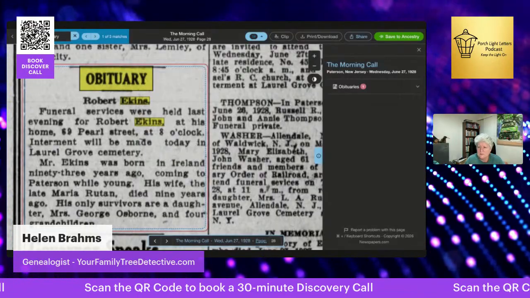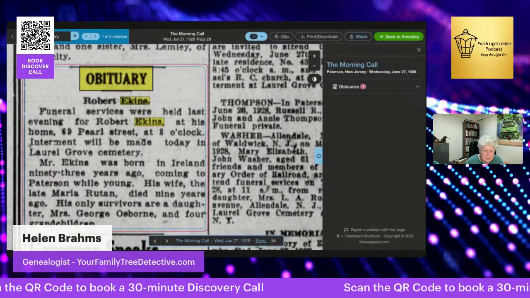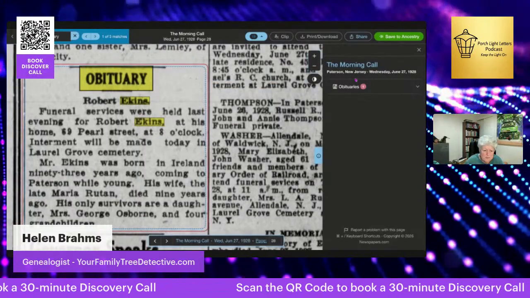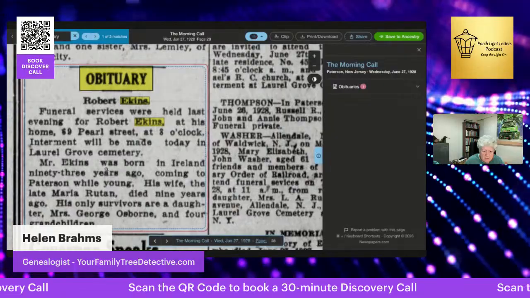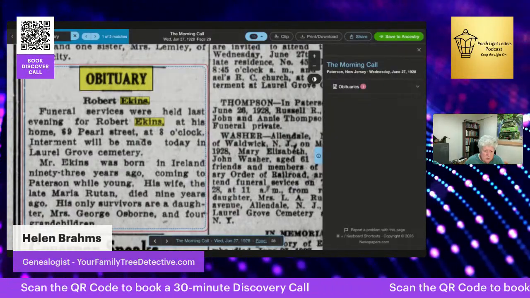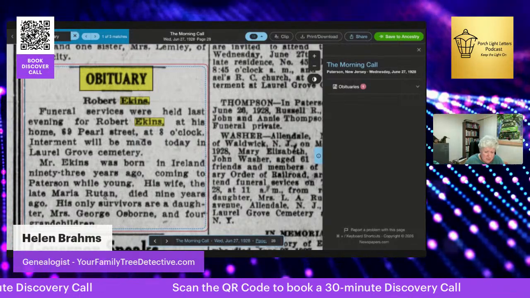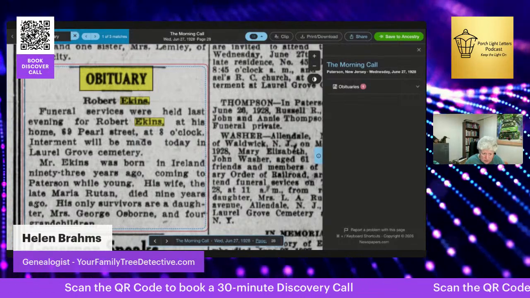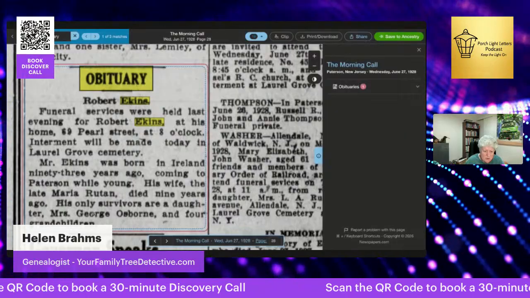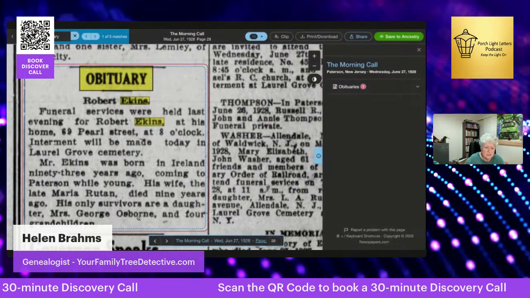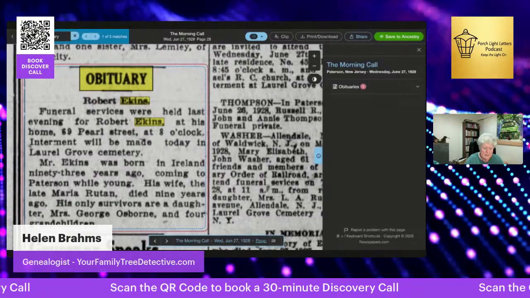I'm assuming Paterson, New Jersey is where he's living. It's written up here. Coming to Paterson while young, his wife, the late Maria Rutten. So now you've got his wife's name, who died 9 years ago, and about when she died. His only survivors are a daughter, Mrs. George Osborne. So he has a daughter who married George Osborne.